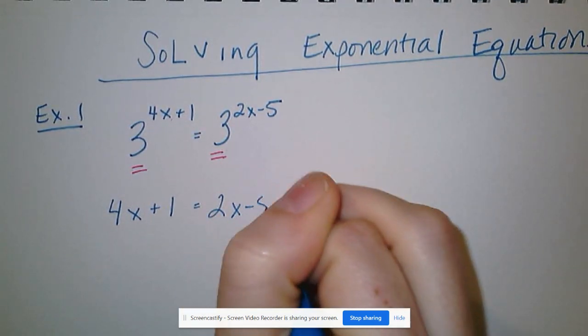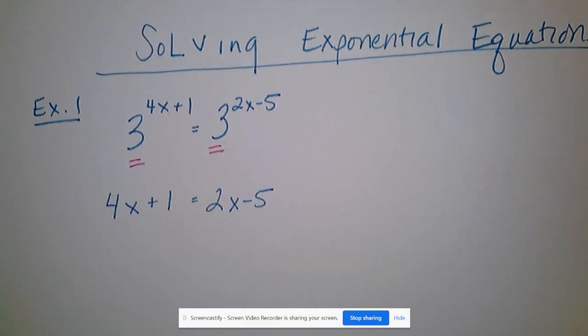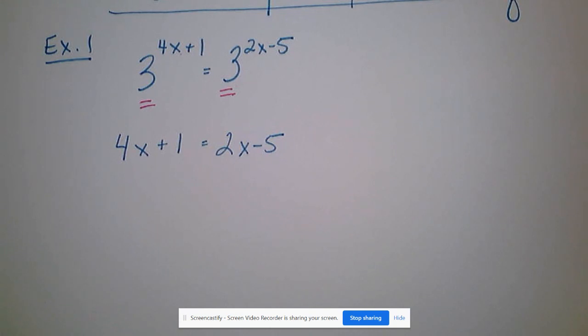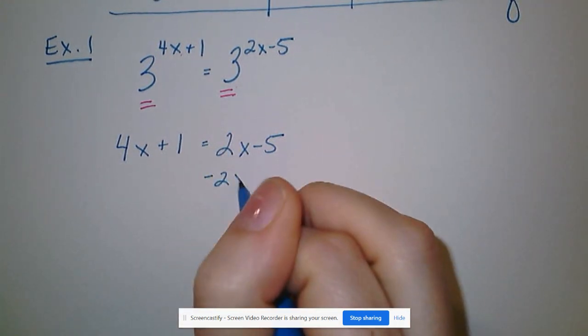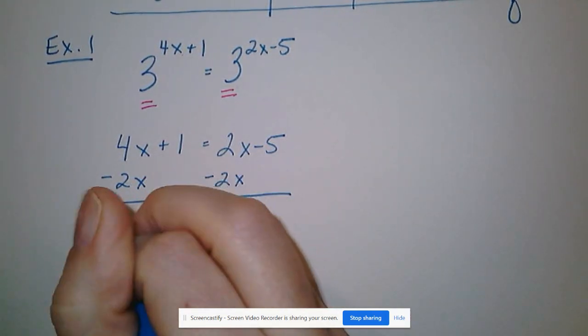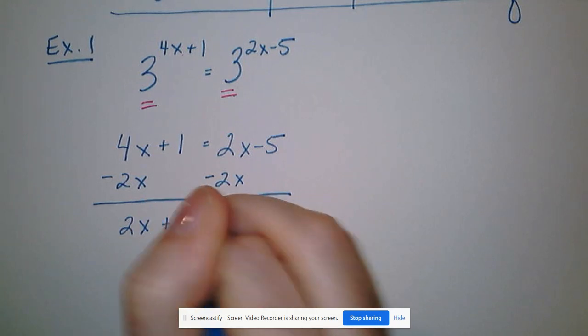So if you have the same base, those are the nicest kind of problems. Set my exponents equal to each other, and then I can just solve for x. So this is a multi-step equation. I like to get all my x's on the same side first, and I like to keep them positive, but that's just me. Your first step could be different than mine.